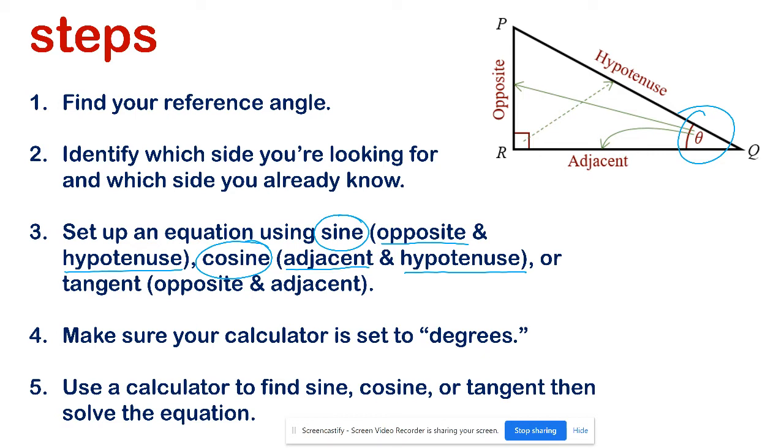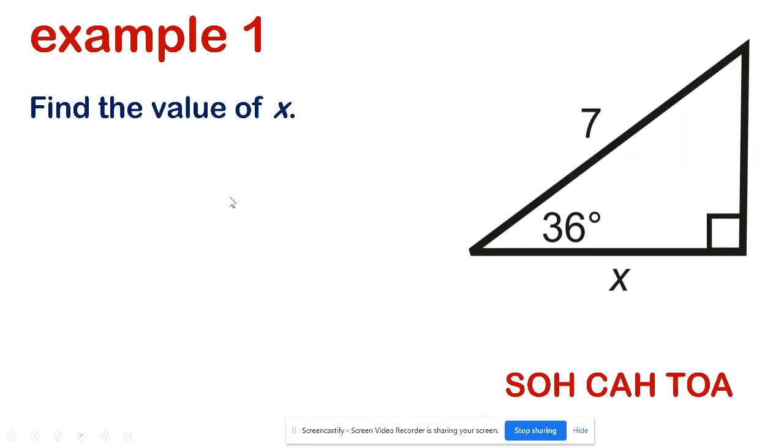And then you're going to use a calculator to figure out the sine, the cosine, or the tangent of the angle you're working with, and then solve the equation. So let's actually see how this works, because I think it'll make more sense when you have an example to look at. So here's the first example.